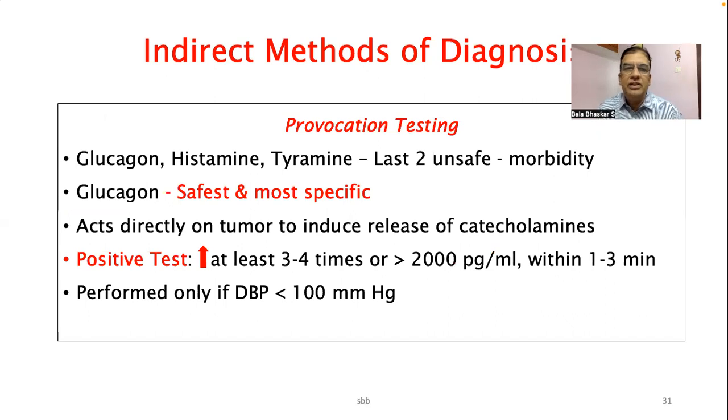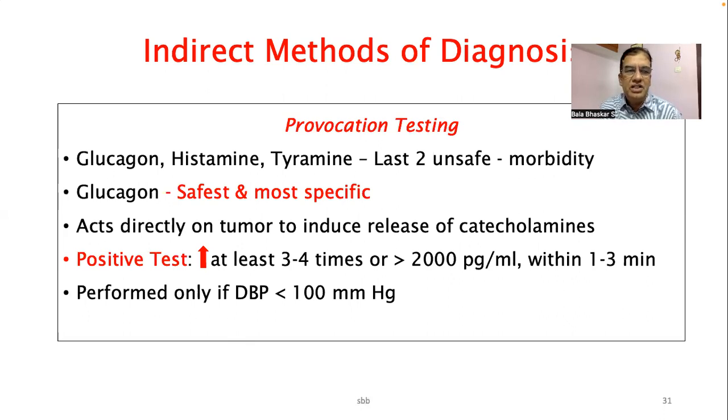The second indirect method is provocation testing. Drugs like glucagon, histamine, and tyramine have been tried, but the last two, histamine and tyramine, have been found to be very dangerous when we attempt it. Glucagon is the best drug, and it is very specific. It acts directly on the tumor to induce release of catecholamines.